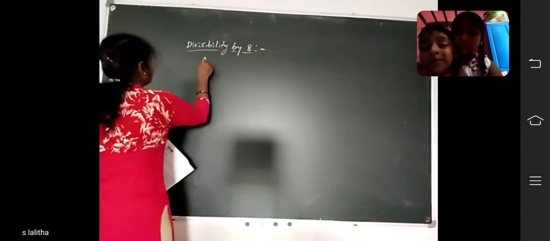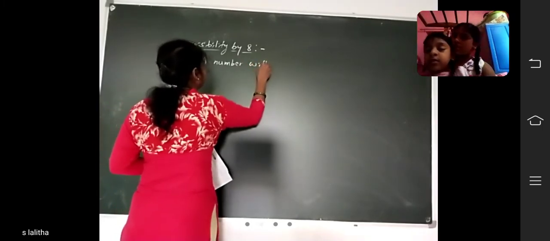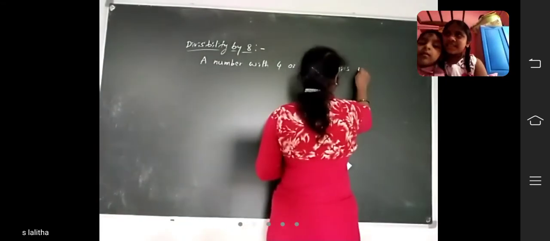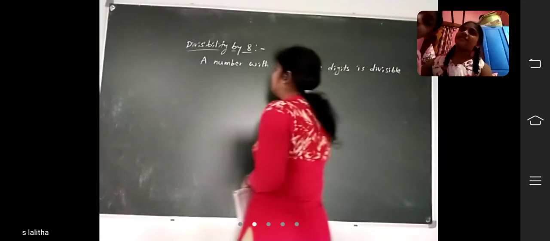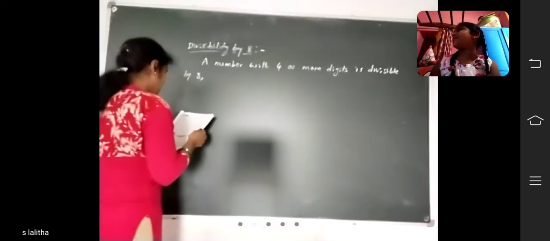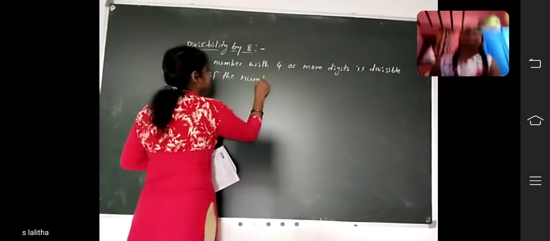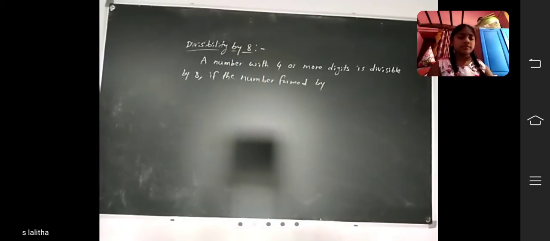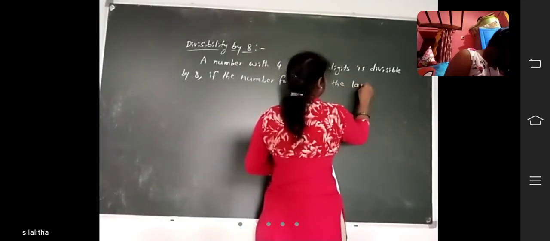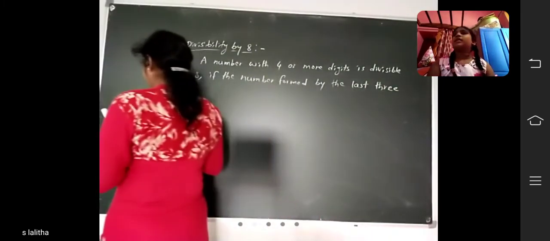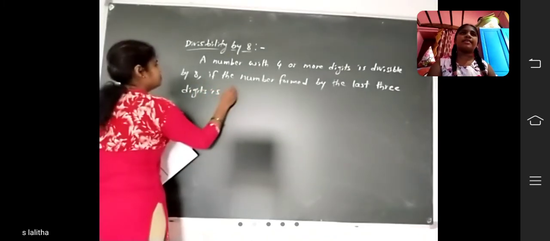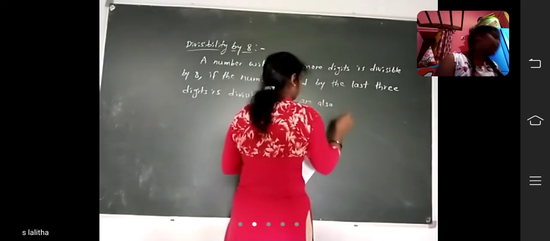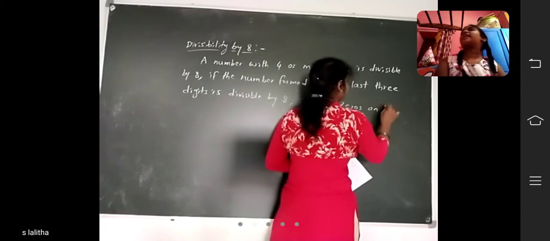A number with 4 or more digits is divisible by 8 if the number formed by the last three digits is divisible by 8, or also if there are zeros in the last three places.